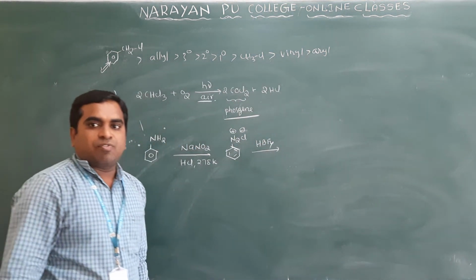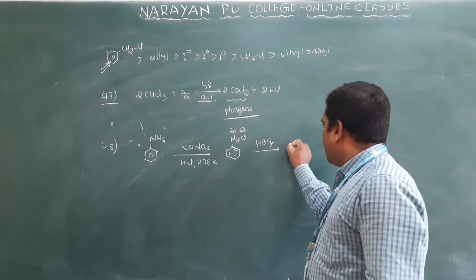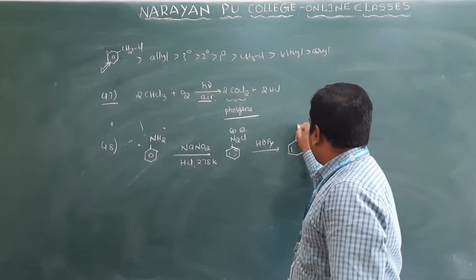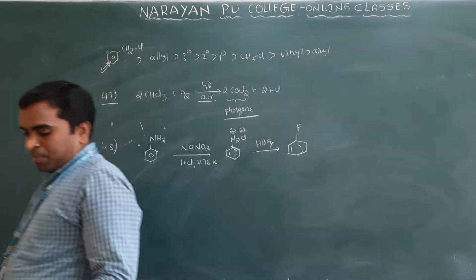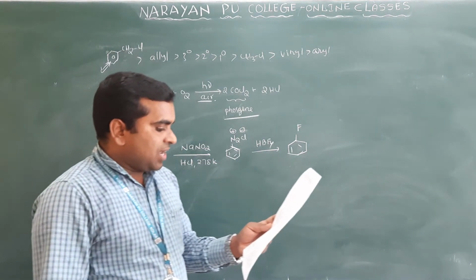Balz-Schiemann reaction is for the preparation of what? Fluorobenzene. It is already given in your notebook, you can go through that once. So then what you will get? You will get fluorobenzene. So what is your answer? Option 3 is the correct one.